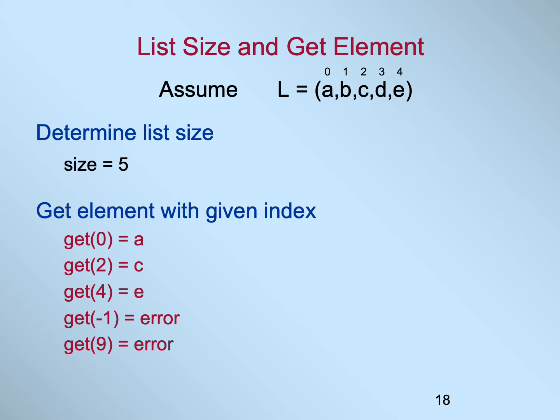We can get the element with any given index. For example, if we write get 0, it will display the letter A. If we write get 2, it will display the letter C. Get 4 refers to E. And similar as before, if we use negative number or any number that exceeds our index number, it will give us an error. For example, writing get -1 or get 9.